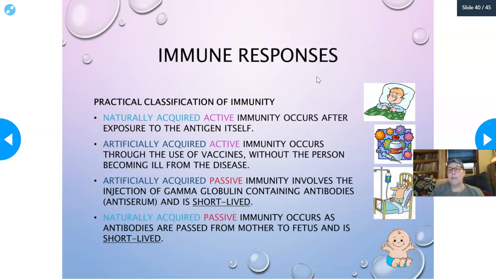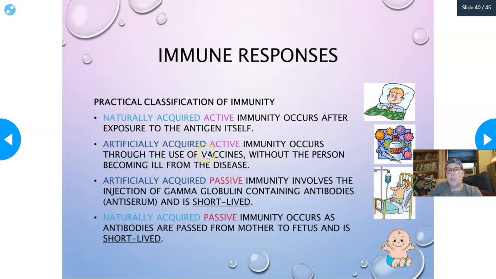Whereas passive immunity is when preformed antibodies are given to the person, and those antibodies provide protection. So naturally acquired active immunity is basically getting sick. It's a natural process and it activates your immune system. You got a cold, you got the flu, you got sick, and then you fight off the sickness, the antigen, the pathogen.